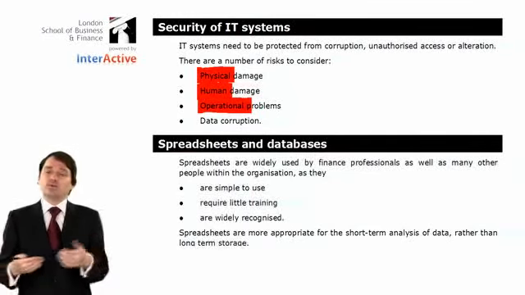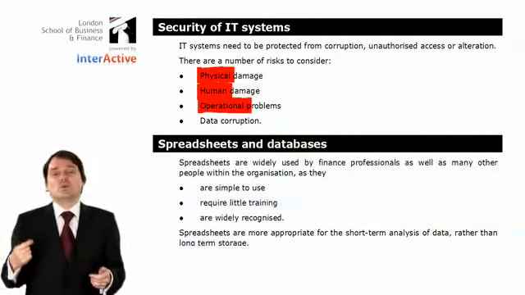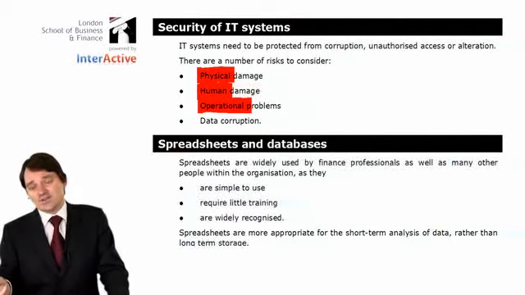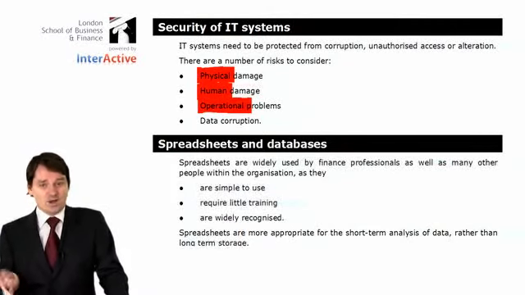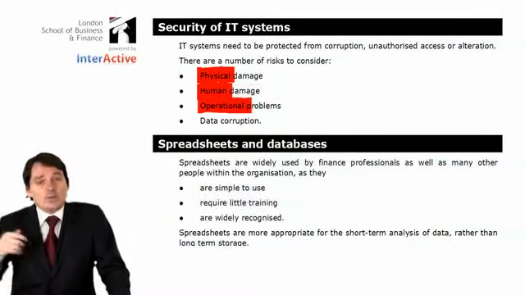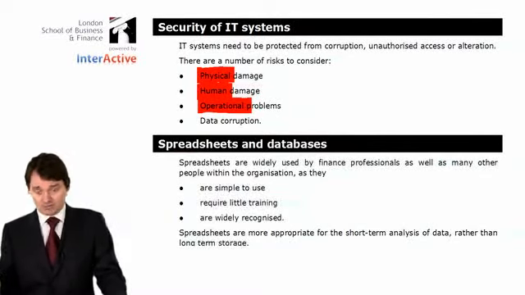Now the big problem with operational problems is, of course, the fact that they're often very difficult to spot, particularly if the computer's doing something very complex. We probably don't understand what it's doing. We don't know what the right number is, so we don't know when it's wrong.